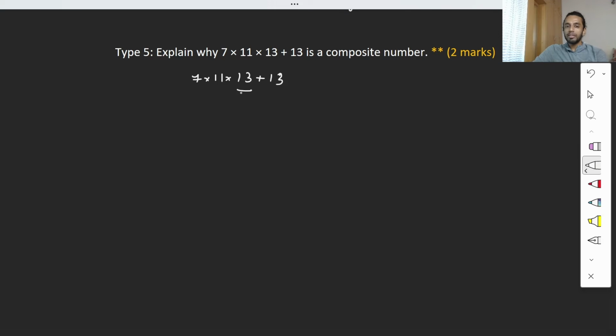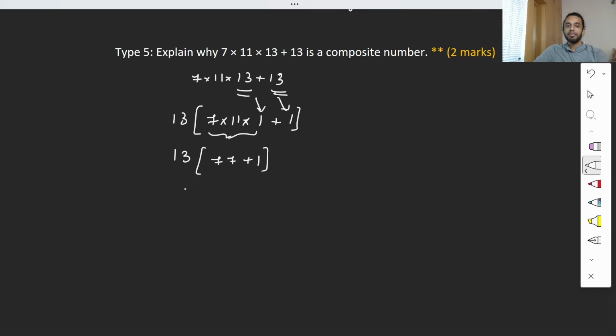But in such questions, there will be one number that is repeated. So that number needs to be taken common. So in that number's place, we will have 1. And here also we have 1. In both these places, we write 1 because that has been taken common. 13 has been taken common. Now we multiply the rest. We multiply these, we get 77 plus 1. Now we get 13 times 78.